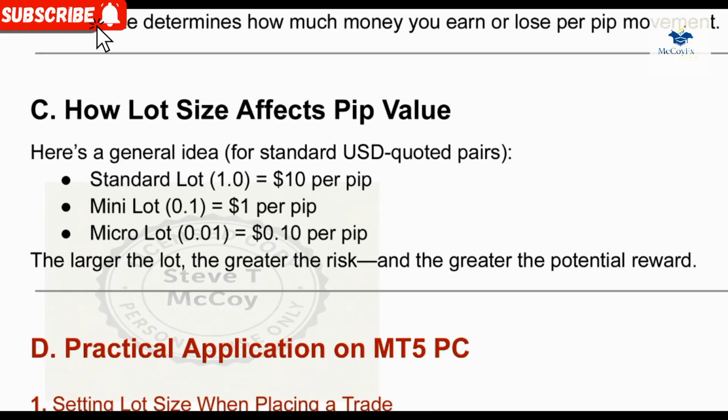Let's go to C, how lot size affects pip value. Here is a general idea. For standard USD-quoted pairs, the standard lot, 1.0, is equal to $10 per pip. The mini lot, 0.1, is equal to $1 per pip. The micro lot, 0.01, is equal to 0.10 cent per pip. The larger the lot, the greater the risk and the greater the potential reward. I will read that again: the larger the lot, the greater the risk and the greater the potential reward.